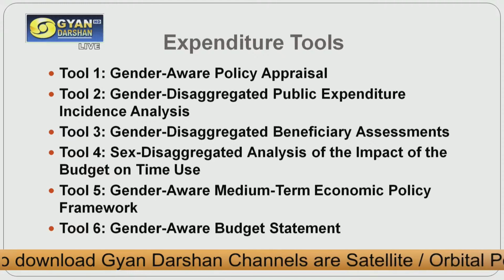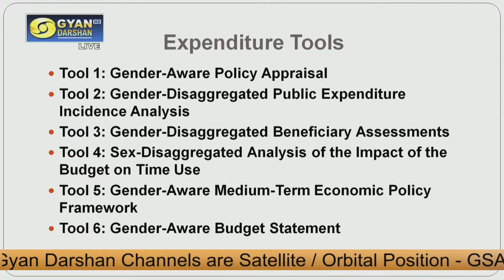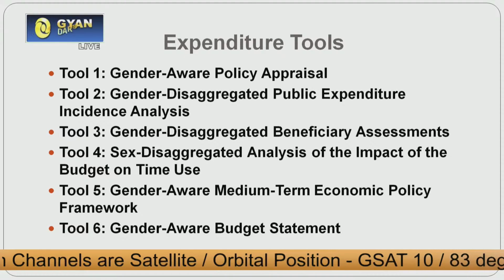As you all know, male and female do different roles in society. According to their roles, their needs also differ. So when the needs are different, certainly the government has to consider the needs of each section of the population. Accordingly, they have to allocate revenues to address their needs.